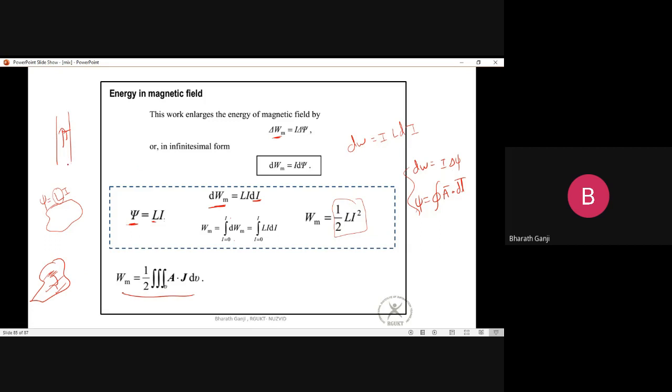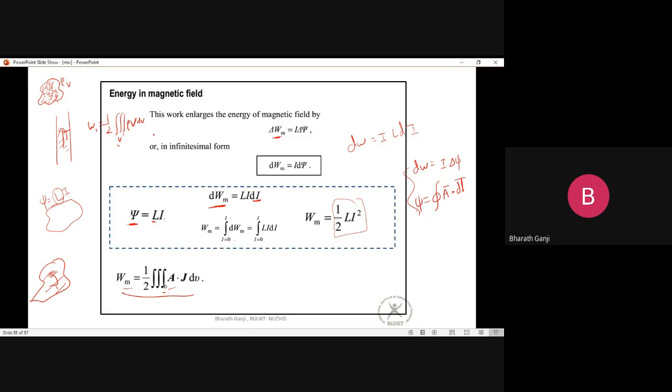How much work you will be doing? Just like in electrostatics, if you want to assemble charges in a volume, if you want to create some charge density, you have to do some work. There it came out as half times the volume integration of rho times potential dV. This integration was done only on the region where you have your source. Similarly, if you are trying to develop some currents in space, to create those current densities, you have to do this much work, where your volume integration is the volume integration on the source.